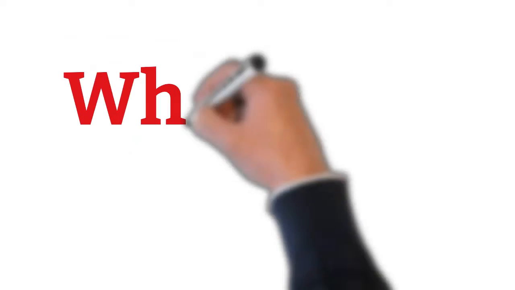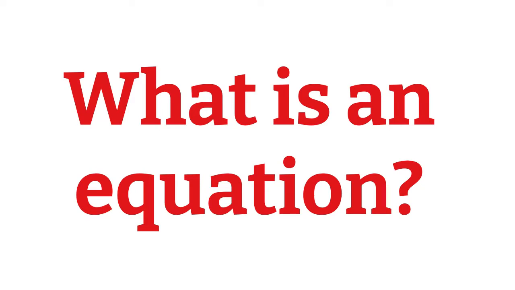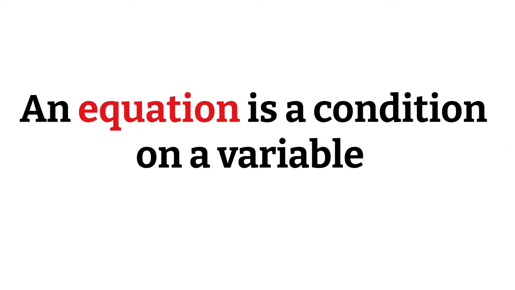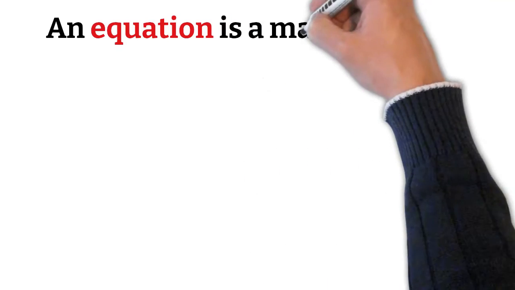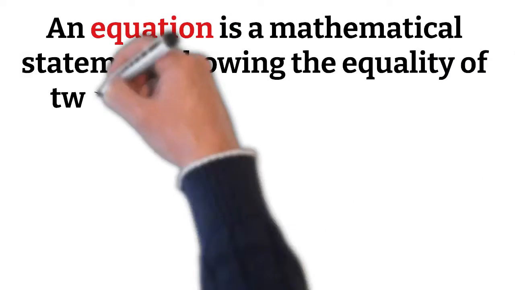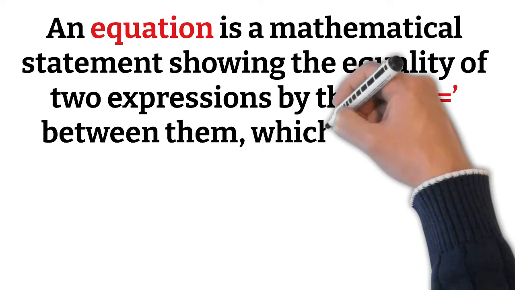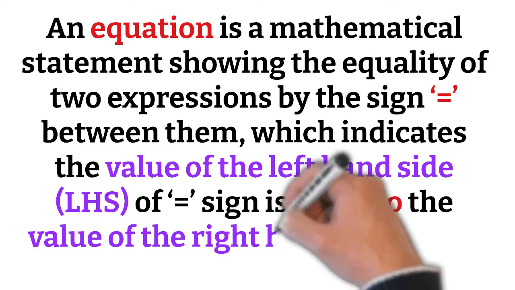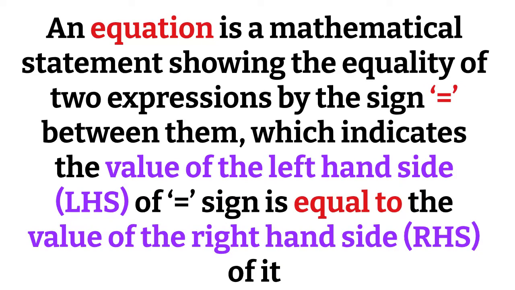First, let's know what is an equation. An equation is a condition on a variable. It is a mathematical statement showing the equality of two expressions by the sign equal to between them, which indicates the value of the left hand side of equal to sign is equal to the value of right hand side of it.